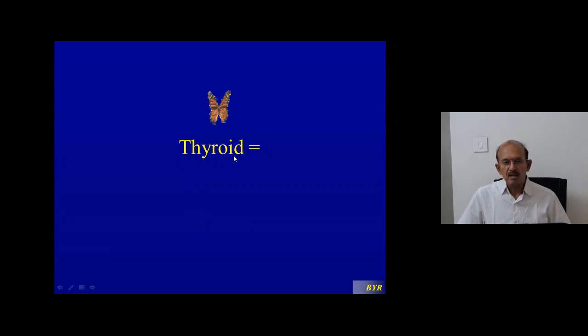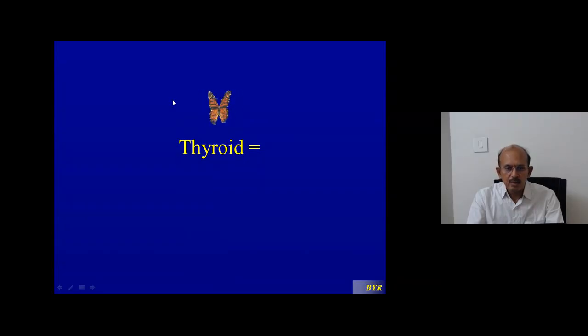Why is it called the thyroid gland? Can anyone tell me the meaning? The word is from Latin. Do you know the actual meaning of thyroid? The meaning of thyroid is not butterfly.